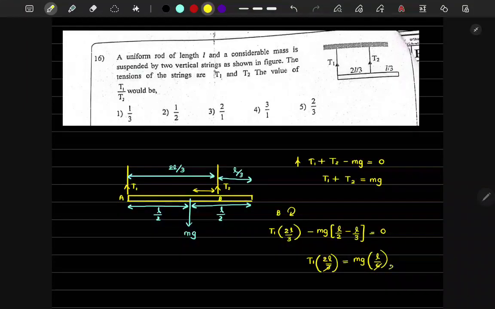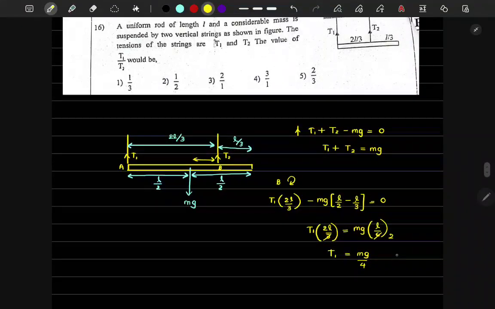Now T1 is equal to mg over 4. If T1 is equal to mg over 4, then T2 is equal to 3mg over 4. I found that using this equation. Now T1 over T2 would simply be mg over 4 divided by 3mg over 4. So it is 1 over 3.